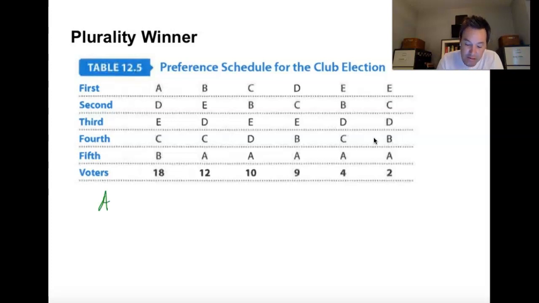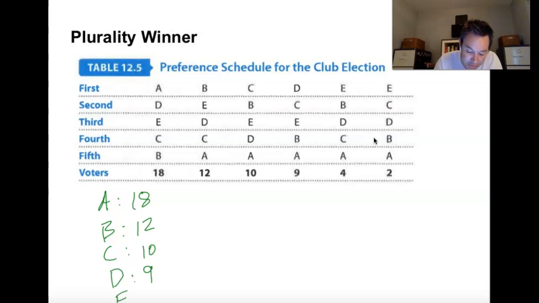So A has 1 column where they win first place. They get 18 first place votes. B also has 1 column. They win 12 first place votes. C, also 1 column. They get 10 first place votes. D gets 9, and then E has 2 columns. 4 plus 2 is 6 first place votes. So whoever has the most of those wins, which makes A the plurality winner.